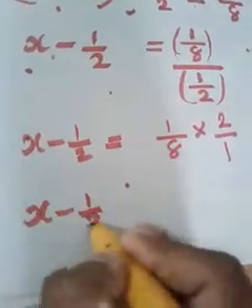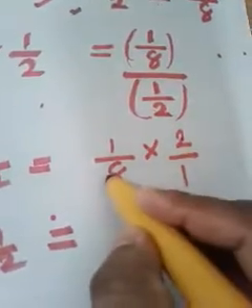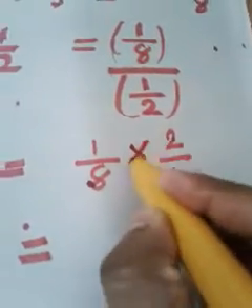x minus 1 by 2 is equal to, how can we multiply? See, there is a cancellation possible. Can you cancel 2 and 8? Yes, cross cancellation is possible. Because why? Because here the operation is multiplication.